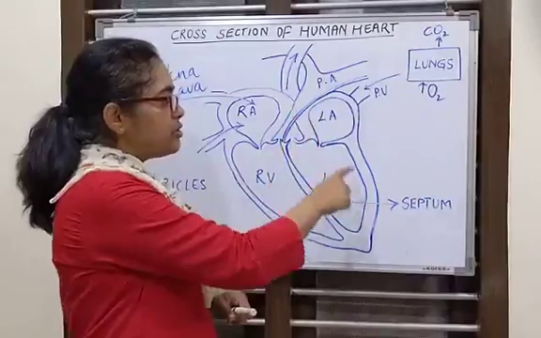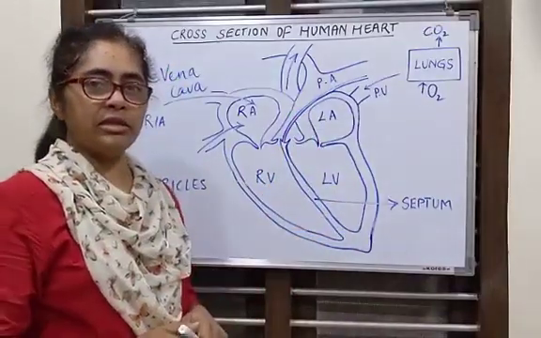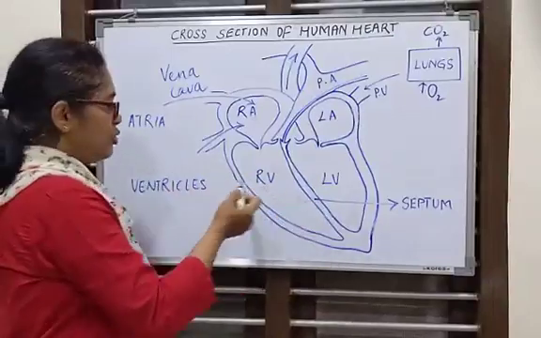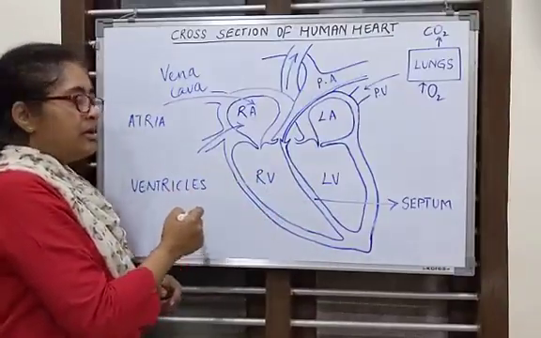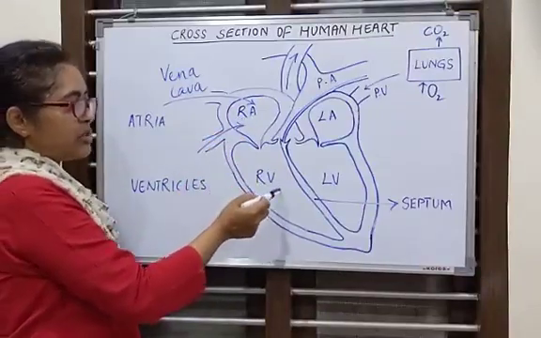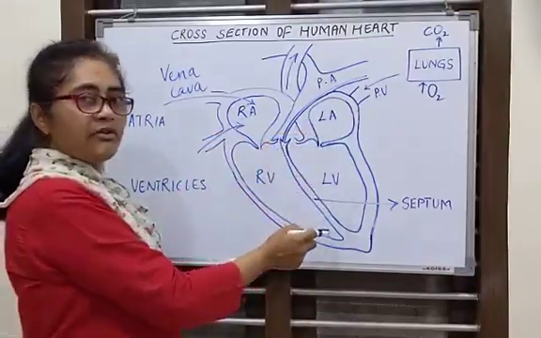Now, if you look into this figure, there are 4 chambers. The upper 2 are called the atria, while the lower 2 are called the ventricles. Based on the positions, this is the right atrium and the right ventricle, the left atrium and the left ventricle.